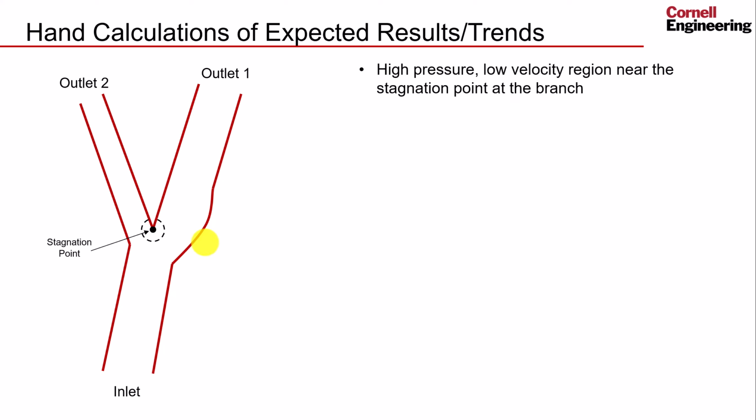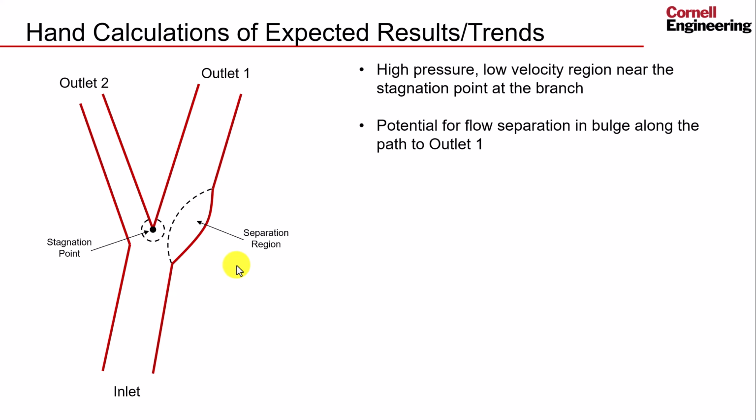Another key location is along this bulge on the path to outlet 1. We can expect to see some flow separation in this region. This means that this section of the flow will not follow along a direct path to outlet 1, but instead the boundary layers can separate, causing a low velocity region in which the fluid will recirculate.